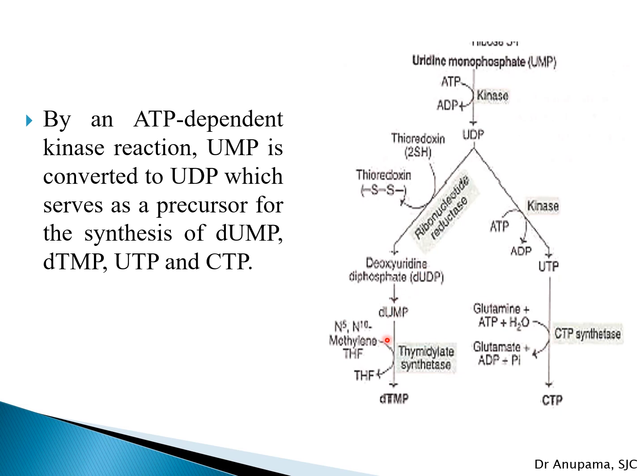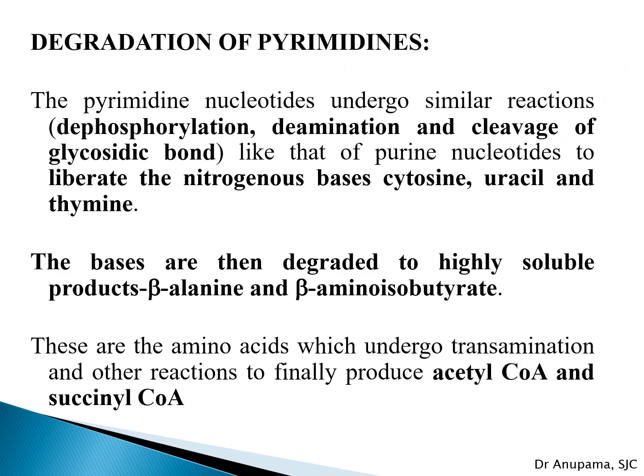From that you get dUMP, from which you get dTMP. So here we have thymidylate synthetase, which takes up this methyl group, and finally you get dTMP. While here the UDP, after it is converted to UTP by a kinase, it is again aminated, resulting in CTP formation by the enzyme CTP synthetase.